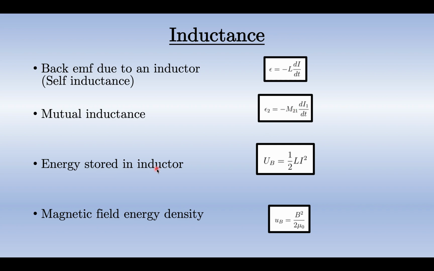Then we have energy stored in an inductor being half L i squared. This is also quite known to us. And for the magnetic field energy density, we can derive it from this by taking the volume into account, and we get the general formula of B squared by 2 mu. So these formulae will be quite useful.